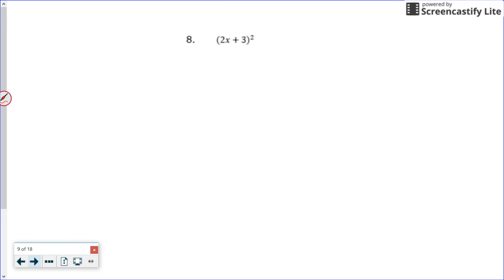Number 8. 2x plus 3 squared is the same thing as 2x plus 3 times 2x plus 3.